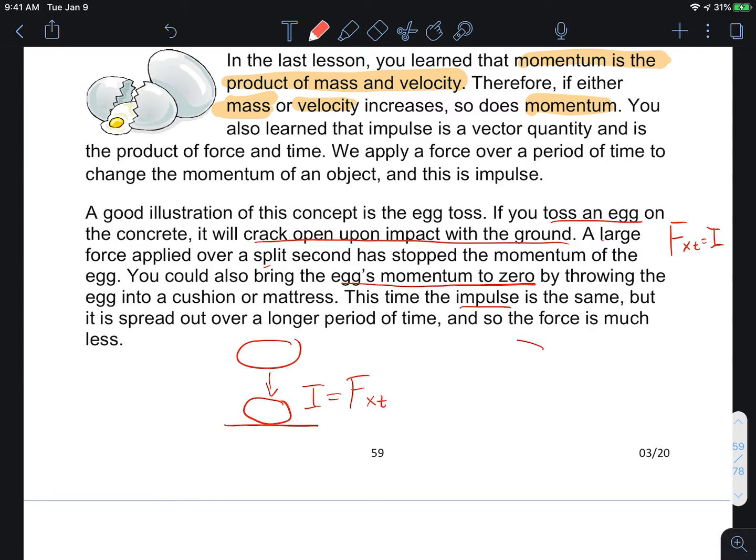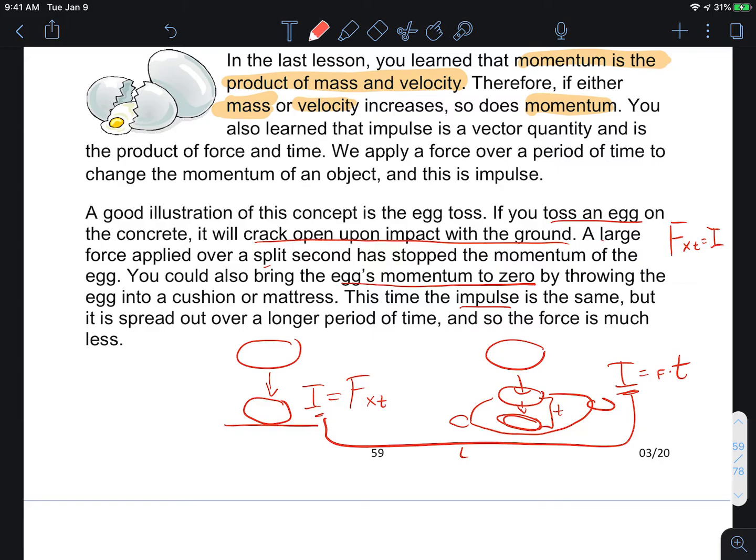If the egg hits a pillow, then the egg will travel through the pillow and land on the bottom of the pillow, and it will have this whole time here. This will be time. So in this case, the impulse will be equal to a smaller force because the time is larger. The impulses are the same, because this is simply the value. This is the same impulse.